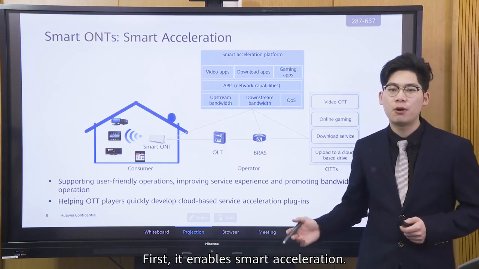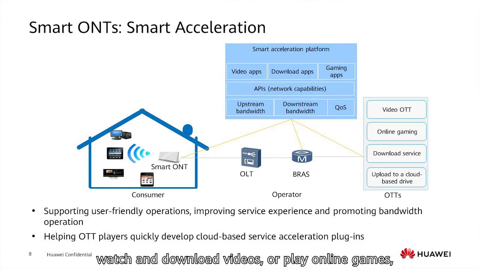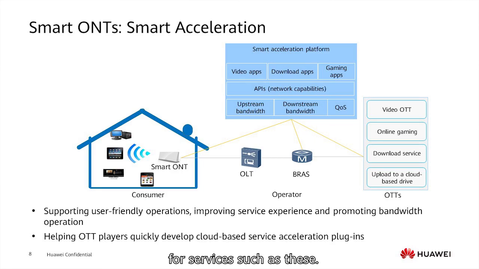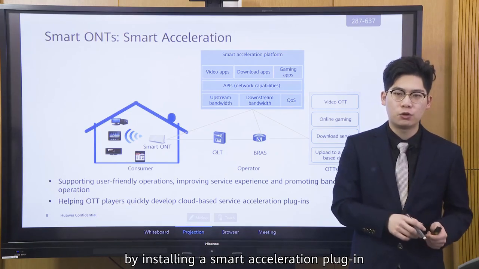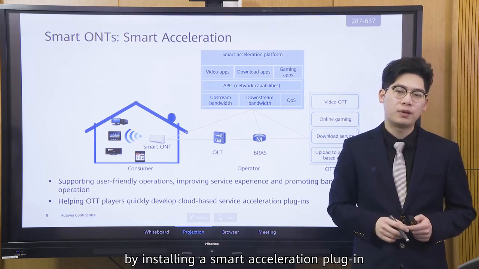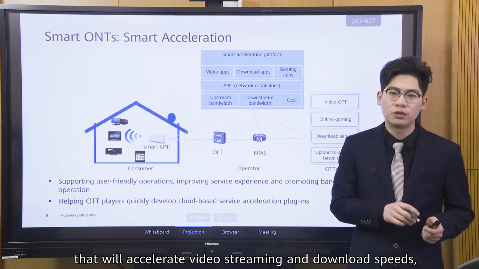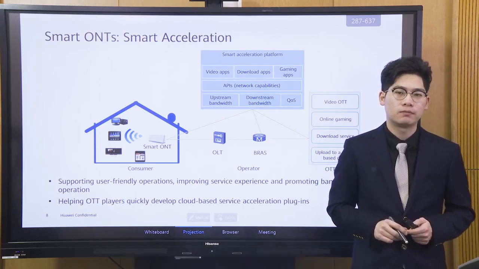First, it enables smart acceleration. This is important as most home users watch and download videos or play online games. So the smart ONT is able to optimize the speeds for services such as this. This can be achieved by installing a smart acceleration plugin that will accelerate video streaming and download speeds, as well as reduce latency for online gaming.